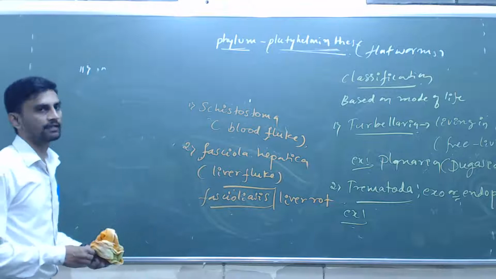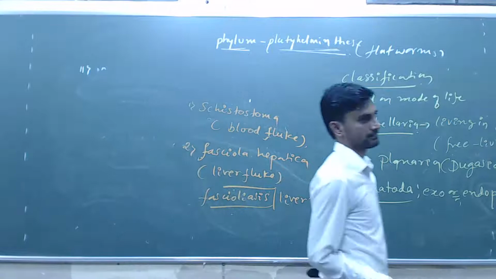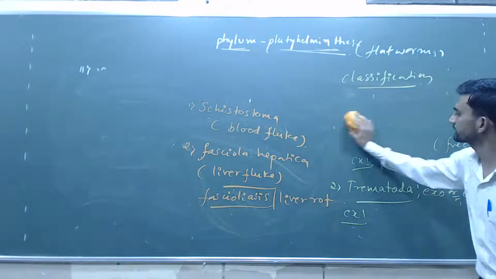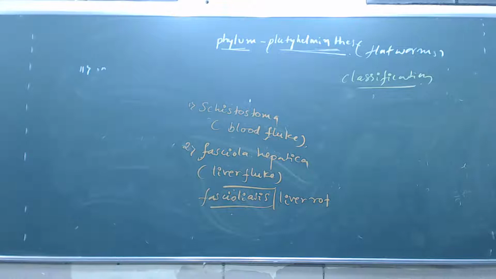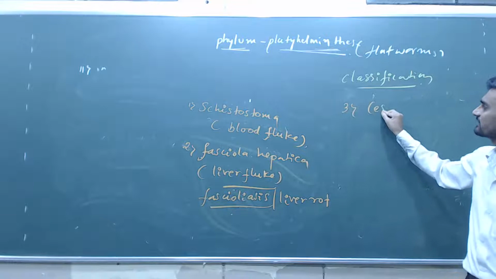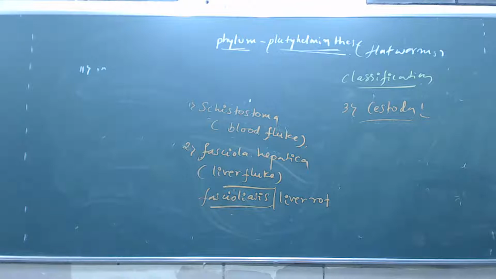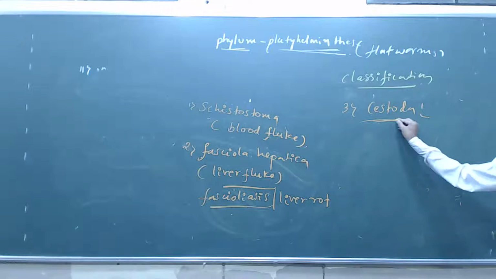And now just write down the last one, the third class. Next, pick up the third class. This third class we call Cestoda. I should spell it only. Third class is not like third class; you are always first class people. Cestoda. Cestoda. These are endoparasites.